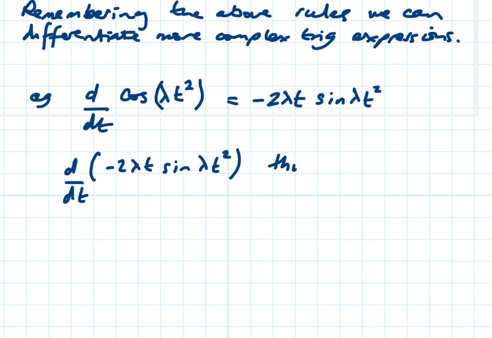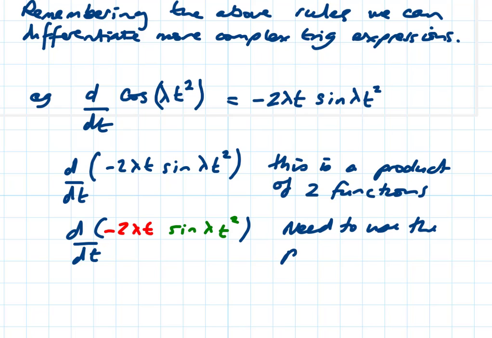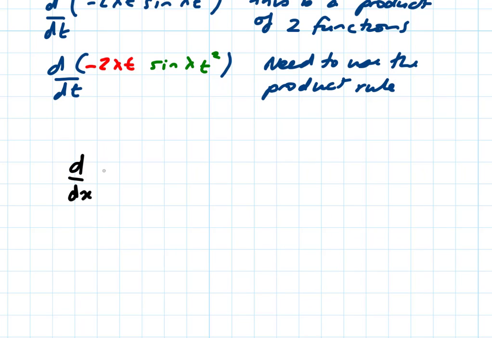This is now a product of two functions. So what I'm doing is I'm differentiating minus 2 lambda t, one of my functions, and sine lambda t squared, which is the second of my functions. So I have to use the product rule to be able to differentiate this. The product rule says d by dx of uv equals v du/dx plus u dv/dx. Probably the easiest way to remember this.